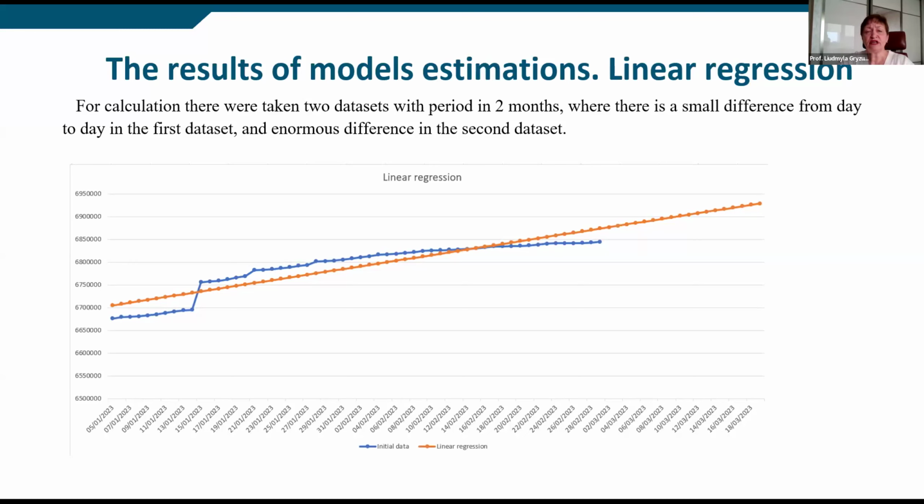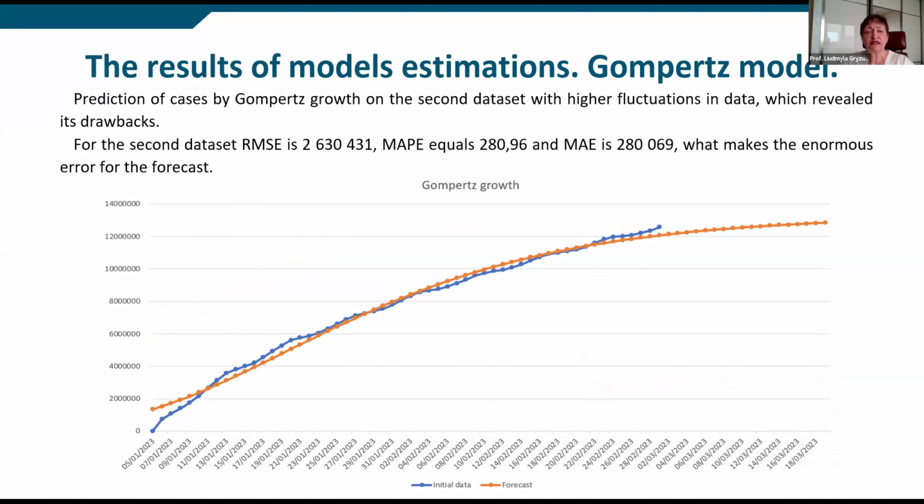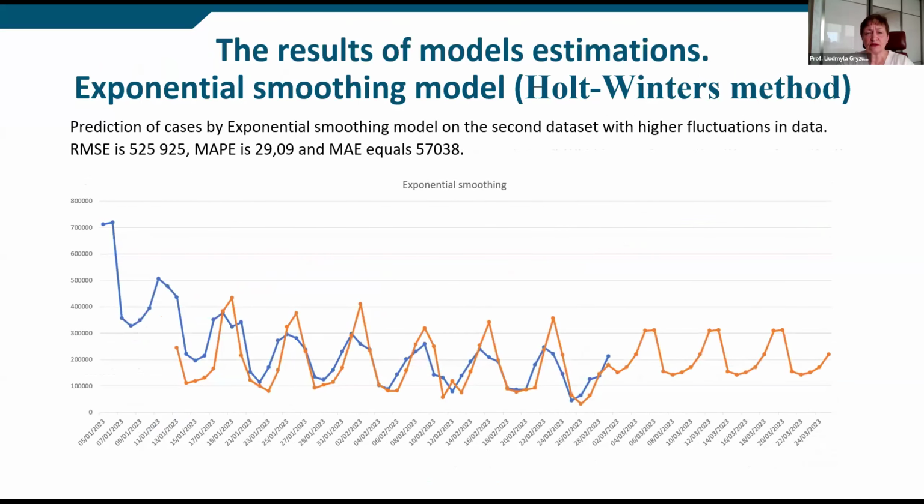And the results for linear regression for the second data set are insufficient. We also tested the Gompertz model, and the prediction with the help of the Gompertz model function for the first data set presented here looks quite acceptable according to all of the metrics. However, for the second data set with high fluctuation in data, drawbacks were revealed and quite enormous indicators of all of the metrics. So it was clear that it's necessary to apply a different model, which was also tested by us. Here you can see the prediction of cases by the exponential smoothing model on the second data set with high fluctuations of data, and the results according to all of the metrics demonstrated quite acceptable results.